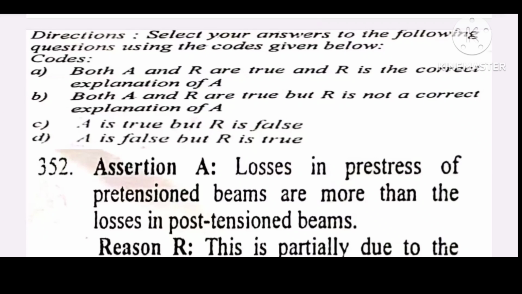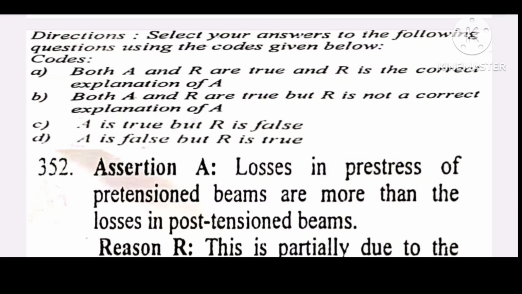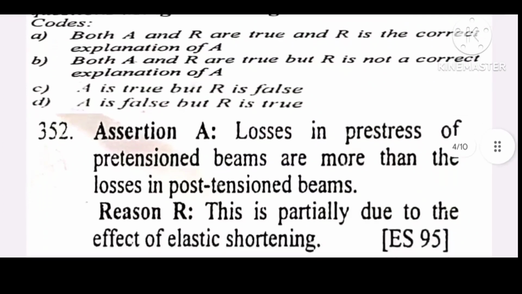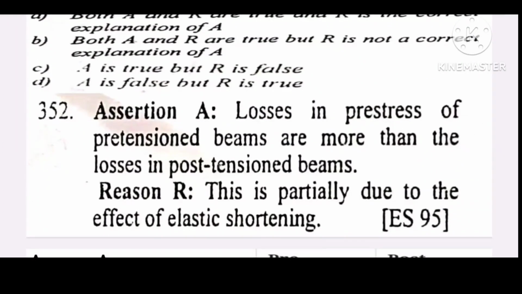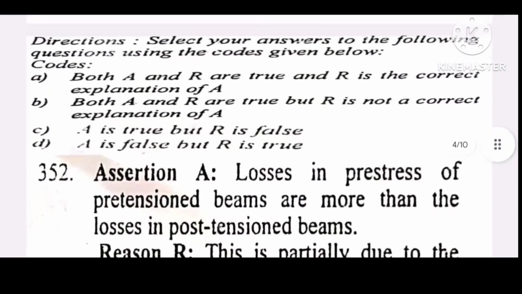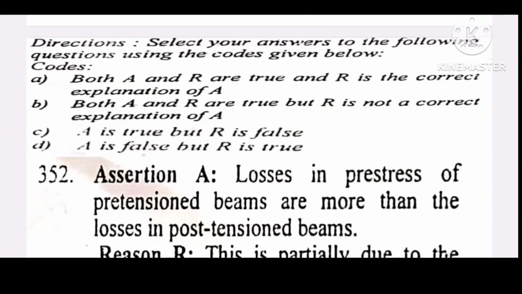is less. Next question, assertion is given as losses in pre-stress of pre-tension beams are more than the losses in post-tension beams, and the reason is given as this is partially due to the effect of elastic shortening. So the 4 options given are: both A and R are true, and R is the correct explanation of A.